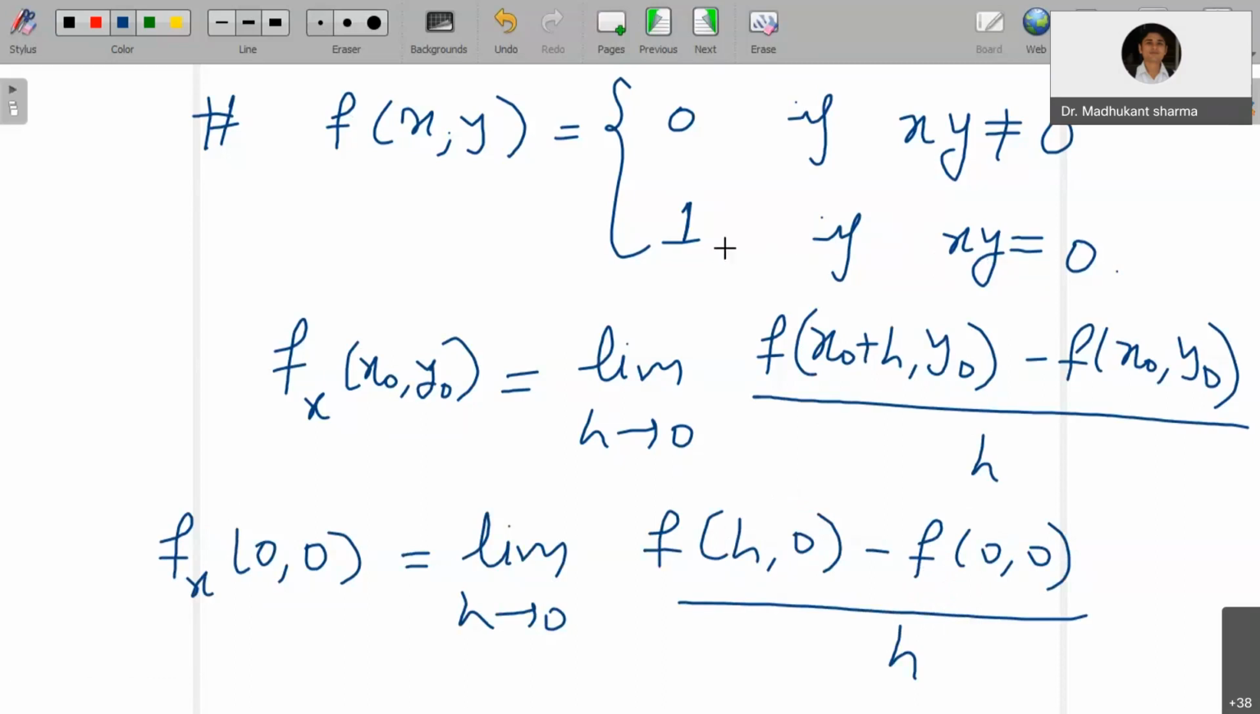Just now we have seen that. f at (h, 0) satisfies this condition, so it is still going to be 1, for any h greater than 0. So it is 1 minus 1, that is 0, divided by h. So 0 by h is 0, so this complete term is going to vanish, and the limiting value is also 0. So the partial derivative of f with respect to x at (0, 0) exists and its value is 0.